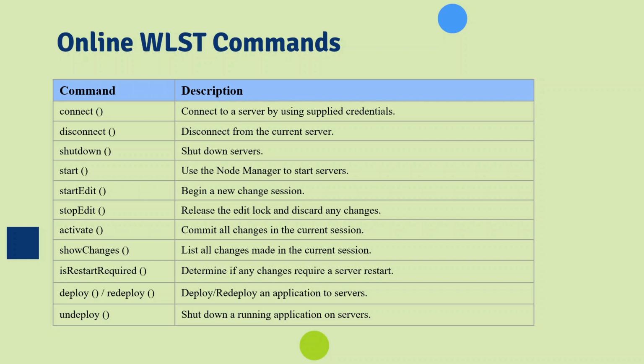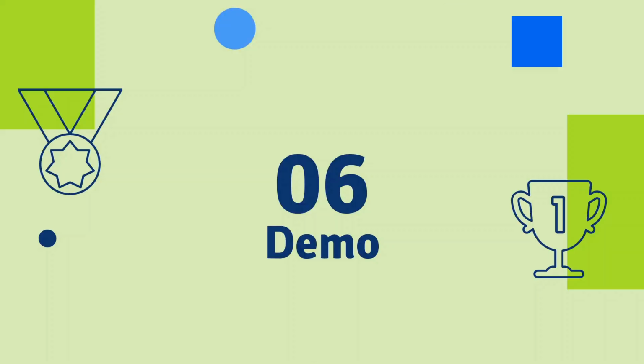Activate is when we want to commit all the changes in the current session. showChanges shows us the list of changes which are part of the current session. isRestartRequired says whether a restart is required after activation of the changes or not. And deploy, redeploy can be used to deploy or redeploy an application to servers. And last is undeploy, which removes an application from the server.